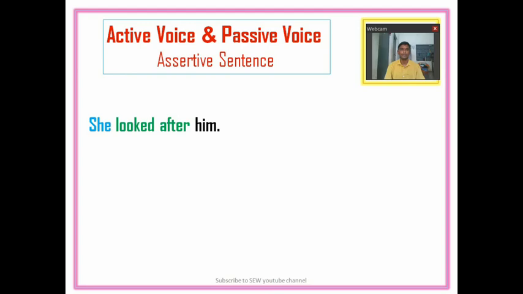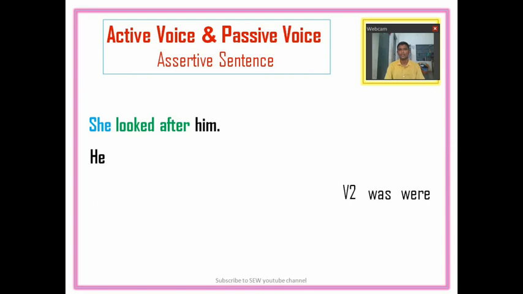She looked after him. Looked after means take care of. So she is the subject, looked after is the verb, it's a phrasal verb, and him is the object. So the object becomes the subject. So he is the subject pronoun of him, the object pronoun, right? So he is the subject. Looked after is V2. If it is V2, was or were are the helping verbs.